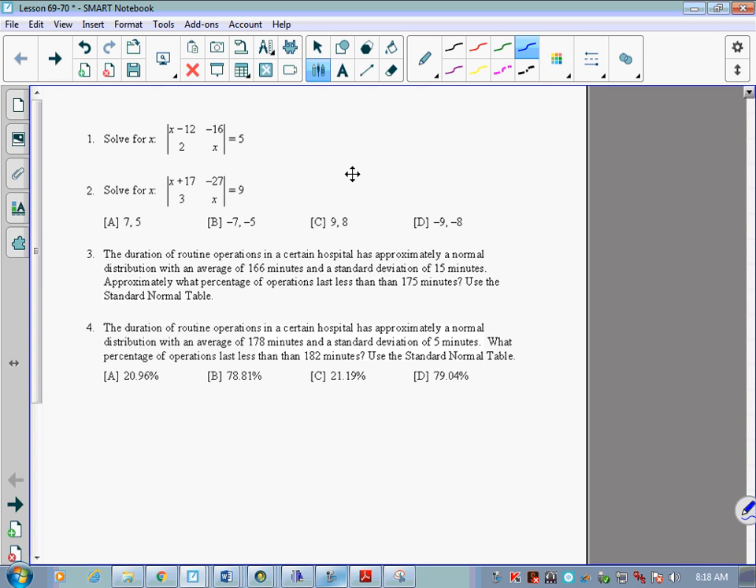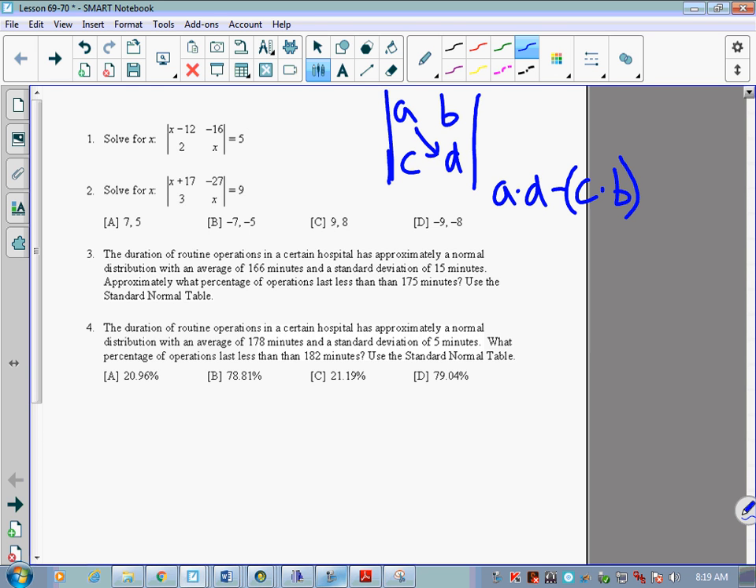So when dealing with a 2x2 matrix, if we want to find the determinant of it, I'm guessing this is stuff that was covered either in Algebra 2 or Geometry or both. If I have A, B, C, and D, and I wanted to find the determinant of that, I would take A times D minus C times B. Basically you're multiplying down, then subtracting and multiplying across.